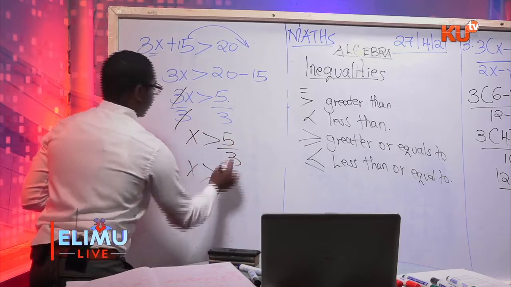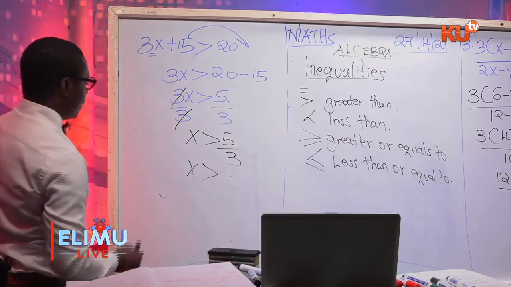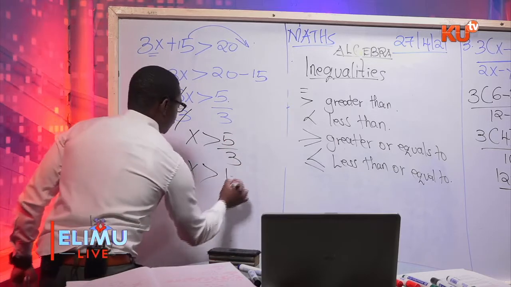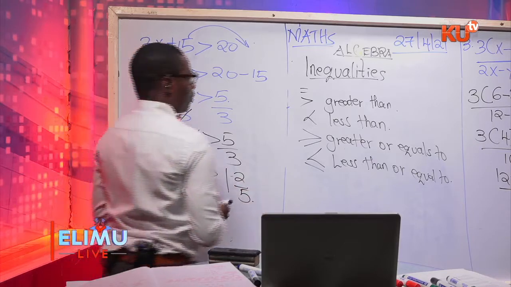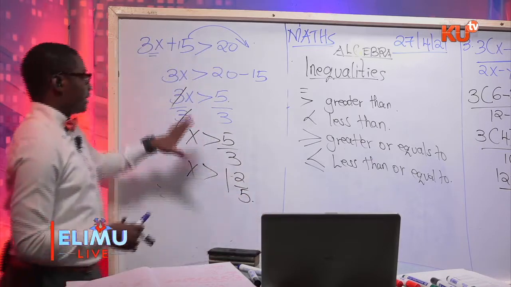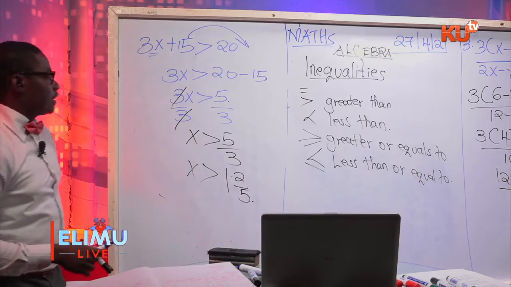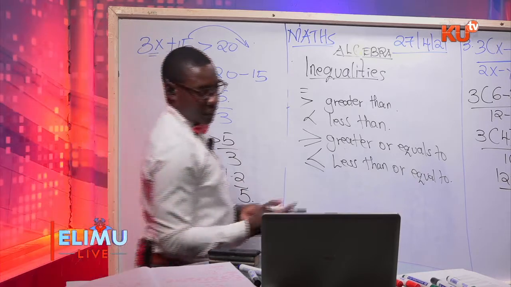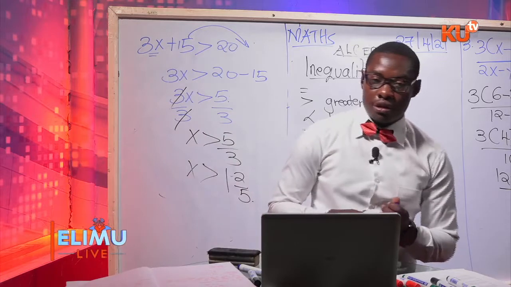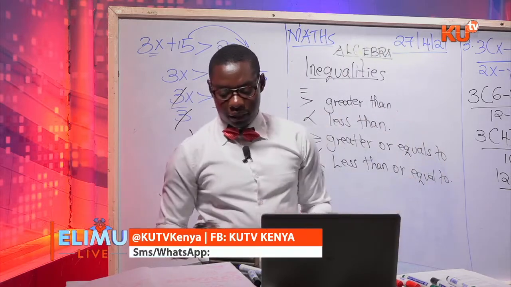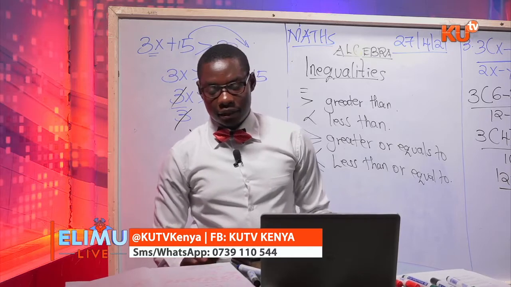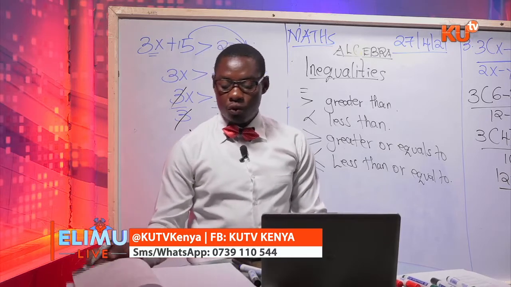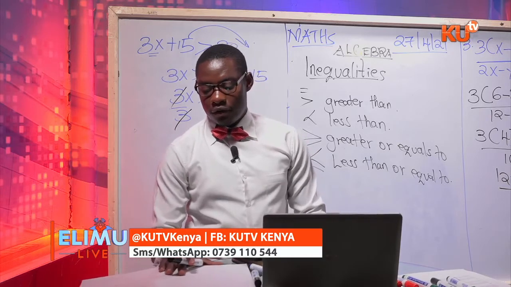We change this 5 over 3 into a mixed fraction. That is 1 and 2 over 3. So x is greater than 1 and 2 over 3. So this is how we calculate inequalities. And the last part of this topic is always formation of algebraic expressions. So maybe to look at one, then we call it a day.